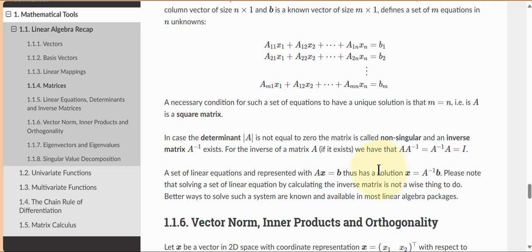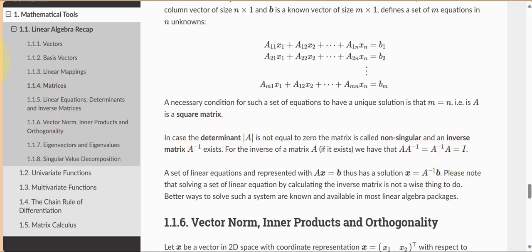Oftentimes we'll say the inverse of 5 is 1/5. And what can we mean by that? We can mean that 5 times 1/5 gives you 1. So 1 in that statement is the equivalent of I in this statement. And 1 is also called an identity element, and I is called an identity element. 1 is called the identity element for multiplication between numbers, and I is called the identity element for multiplication between matrices.